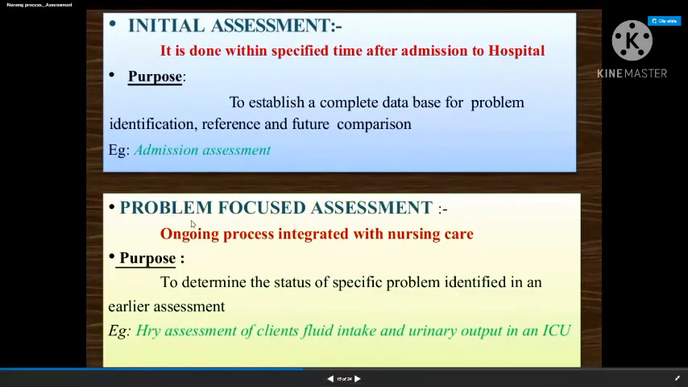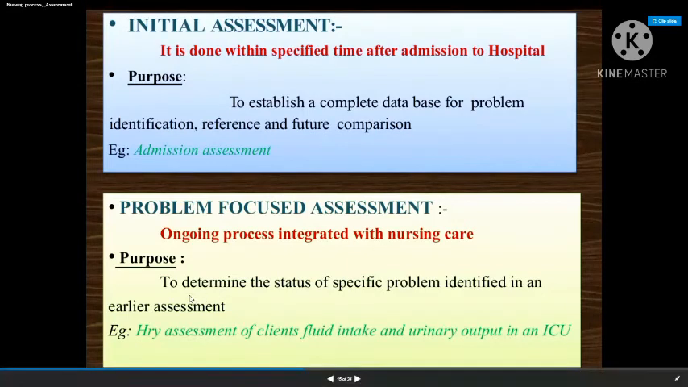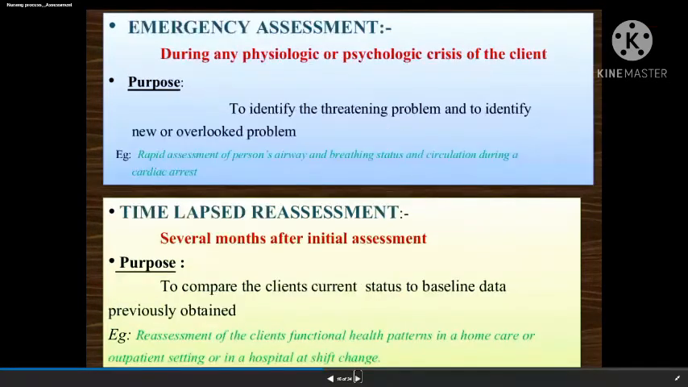Next is the problem focused assessment. That is the ongoing process integrated with nursing care. After the patient gets admitted to the hospital, what are the problems he is experiencing, he will be explaining to you. That is the problem focused assessment. It is to determine the status of the specific problem identified in an earlier assessment. For example, assessment of the client's fluid intake and urinary output in an ICU. How much fluid he is taking, what is his urinary output, you are assessing that. That is an ongoing, problem focused assessment.